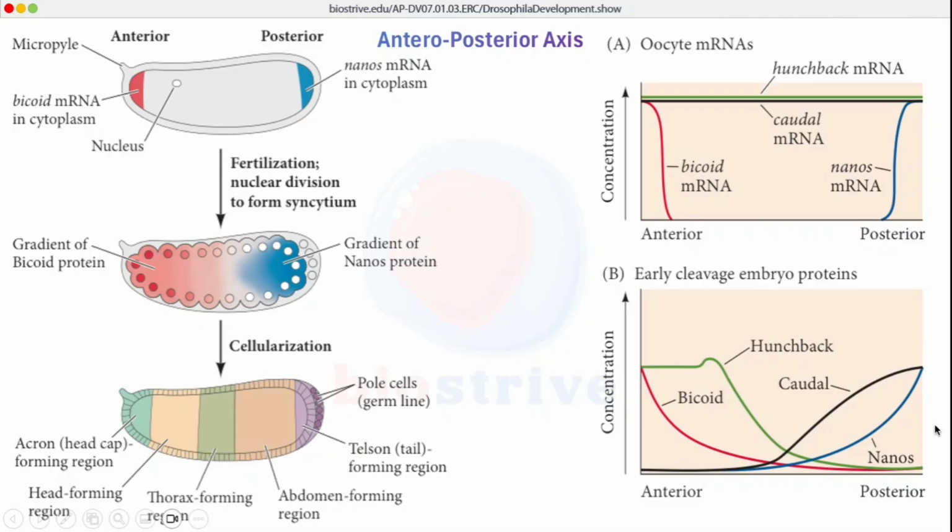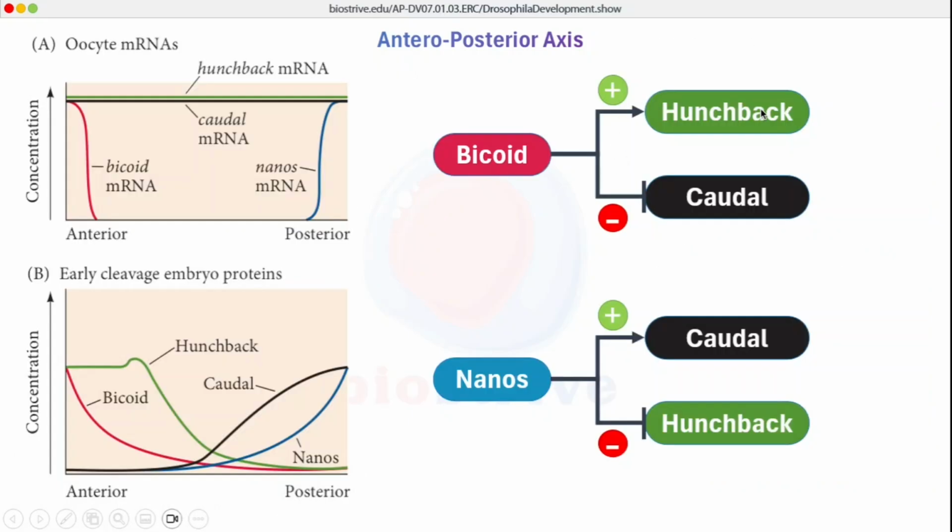Now these gradients will help in relocalization of other genes and identifying the axis as well as the segmentation. Bicoid will promote hunchback and bicoid will inhibit caudal, which is seen right here. Bicoid is promoting the hunchback, that is why hunchback is seen in the anterior portion, and bicoid is inhibiting the caudal, that is why we have negligible caudal at the anterior portion. Nanos behaves in a similar way as well. Nanos is promoting caudal, that is why we see caudal at the posterior portion, and nanos is inhibiting hunchback, that is why we see no hunchback at the posterior portion.